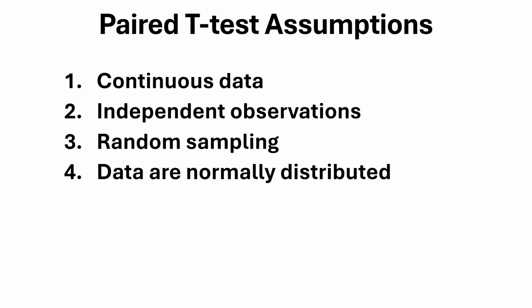Before beginning the analysis, let's briefly review the assumptions associated with this test. 1. The sample data we analyze should be continuous in nature. 2. Each pair of observations within the sample should be independent of every other pair of observations. 3. Our sample should be drawn randomly from the underlying population. And 4. The differences between paired observations should be approximately normal or normally distributed.